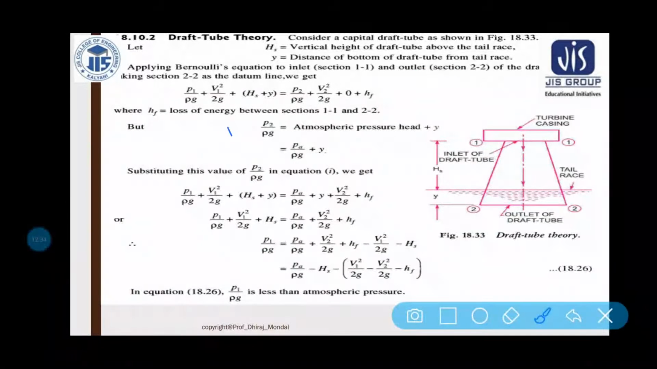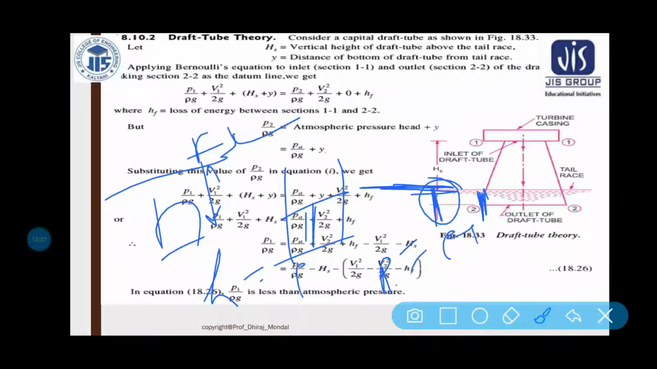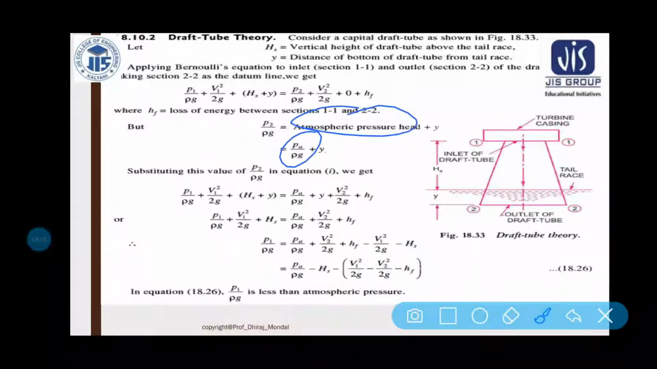That is why Hf is taken into consideration. Clear? Now P2 by rho g is what? Atmospheric pressure plus Y. Why have I written this? Because this is atmospheric pressure and I have to travel up to this Y. As we are traveling below the water surface, up to this much, the pressure head is given by P equals rho g H, so H is equal to P by rho g, and that is the head. So Y is written like this. And this atmospheric pressure is equal to Pa by rho g.